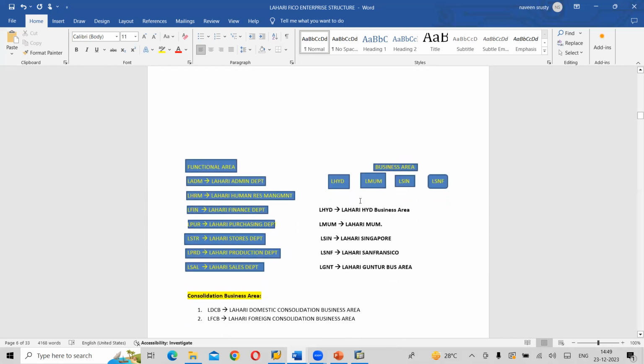Okay, next one. We are going to create business areas. In Hyderabad, we have different branches. In Mumbai, we have different branches. We have one branch in Singapore, one branch in San Francisco. So you can write it as LHYD, Lahari Hyderabad business area. LMUM, Lahari Mumbai business area.